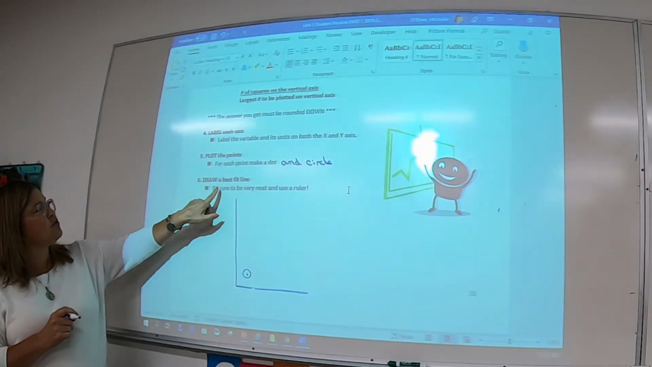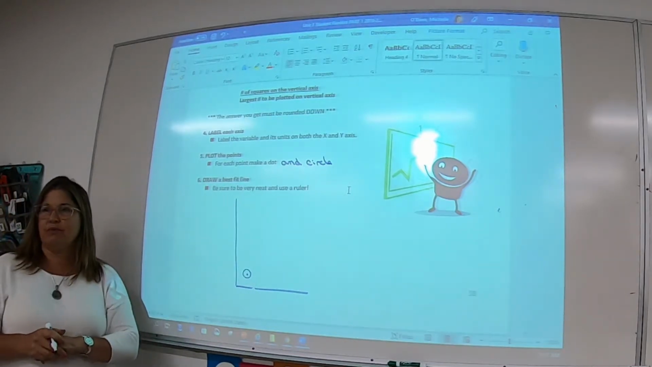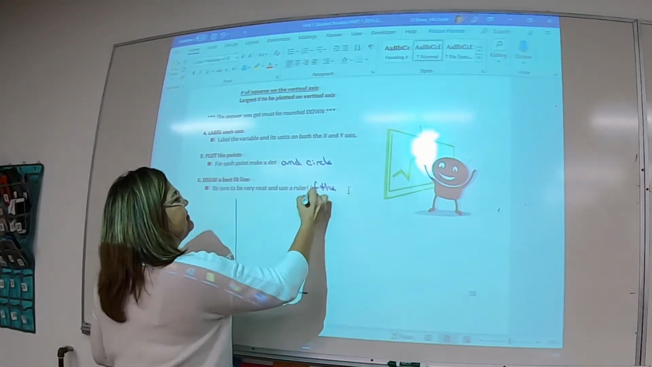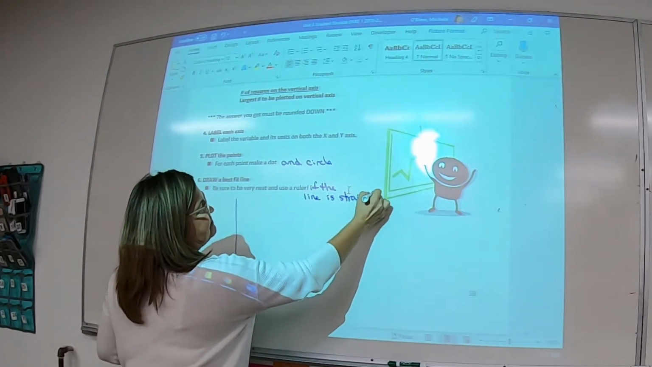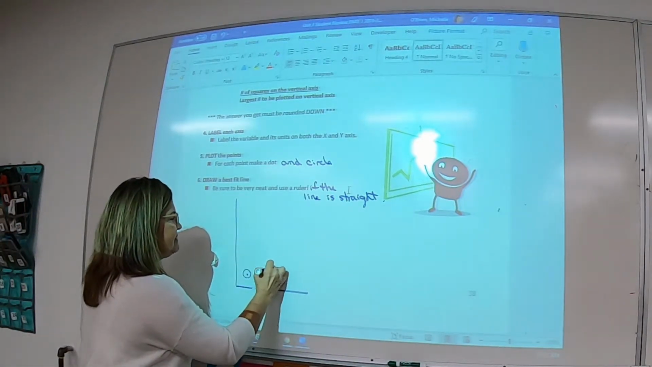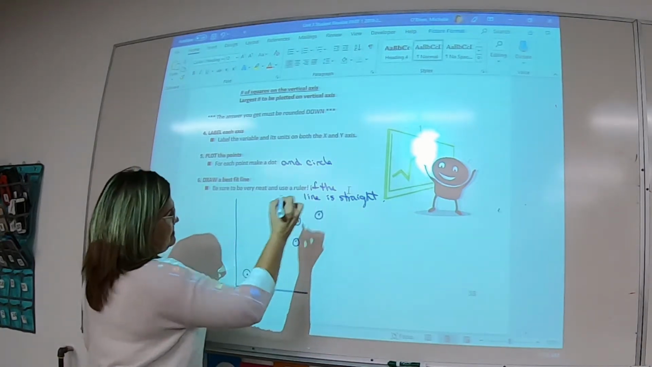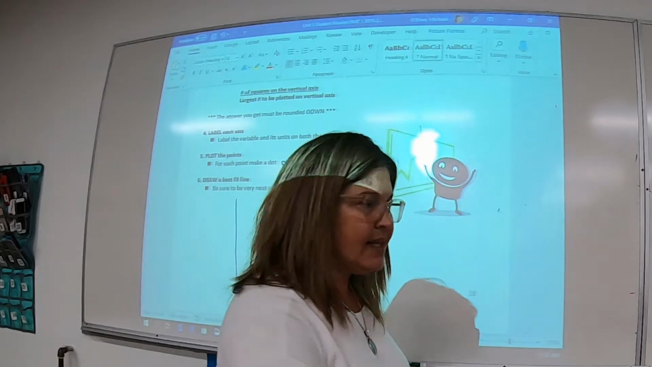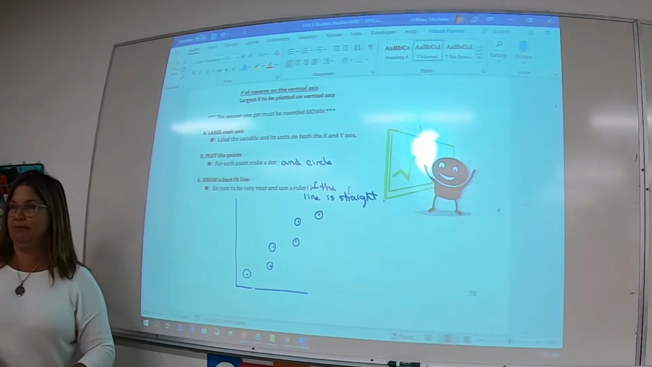And then it says draw a best fit line. Be sure to be very neat. Use a ruler if the line is straight. So let me put a couple of examples here, just picking a point like that. So perhaps this was my set of data. And if this was the set of data, this looks to be fairly straight, okay?